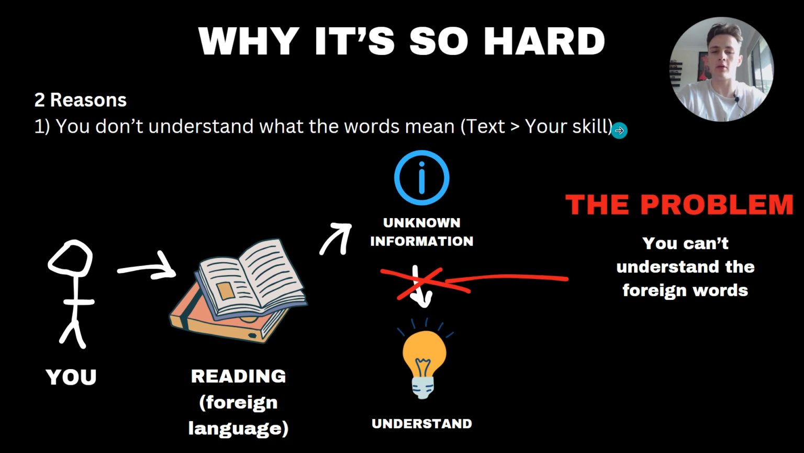The first reason why you don't understand reading and why it's difficult is because the text is at a higher level than your skill. So I want you to imagine this is your level in a foreign language. It's abstract, it doesn't matter. Here is where you are if you're looking at the face cam right now. Here is the text that you're reading. It's at a higher level. So you're actually not able to understand completely the text you're reading because there is kind of an asymmetry between the level of difficulty the text is at and your skill within the language. So that is the first reason. The text is at a higher level than your skill in the language. And the problem is that you don't understand a lot of the words in the language.